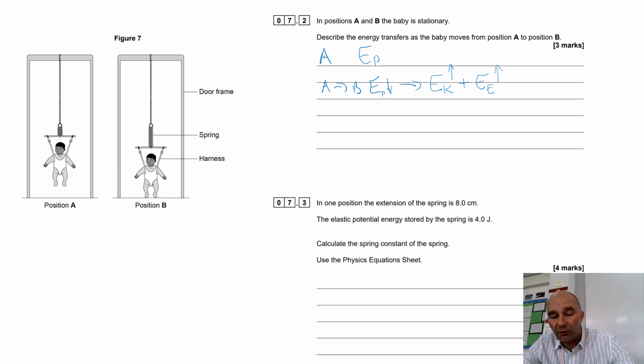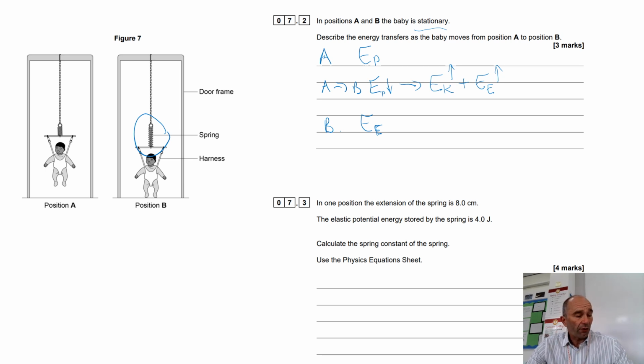By the time we get to position B, we're also stationary, so no longer moving. So all the energy is going to be stored in that spring. It means that the only store we have at position B is elastic potential energy. And that's where we get the 3 marks from. So, nice question, 3 nice easy marks.